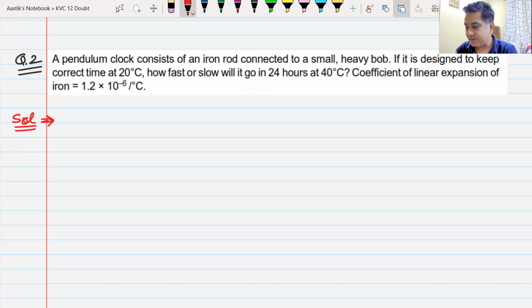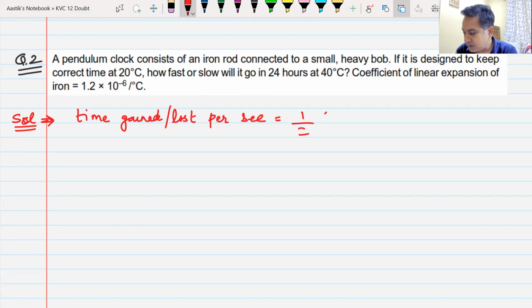So, half into alpha delta theta into 86400 seconds. Yes, so we have to remember that time gained or time lost, whatever the case is, per second is nothing but equal to half alpha delta theta. So this much time it will gain or it will lose in 1 second. We have to calculate how much time it will gain or lose in 24 hours. So you simply multiply this number by 24 hours.